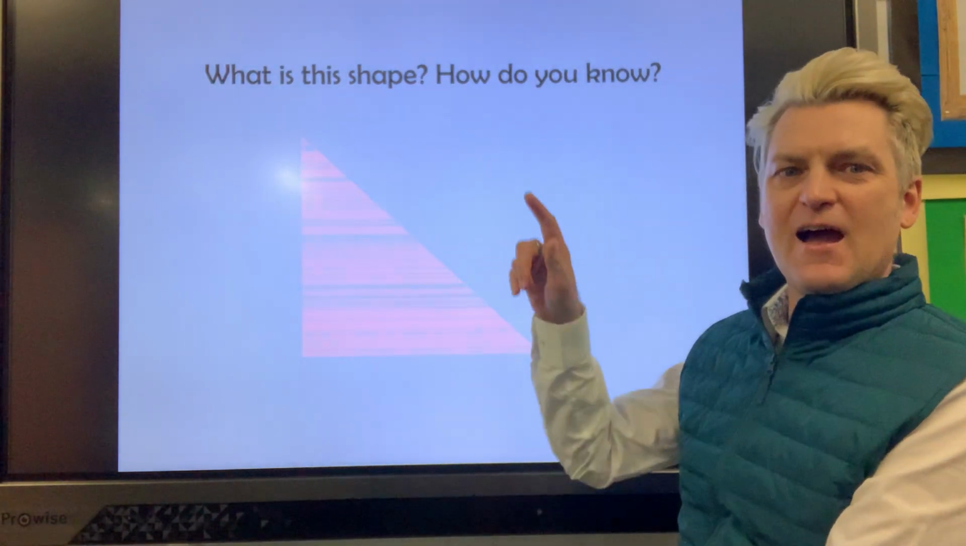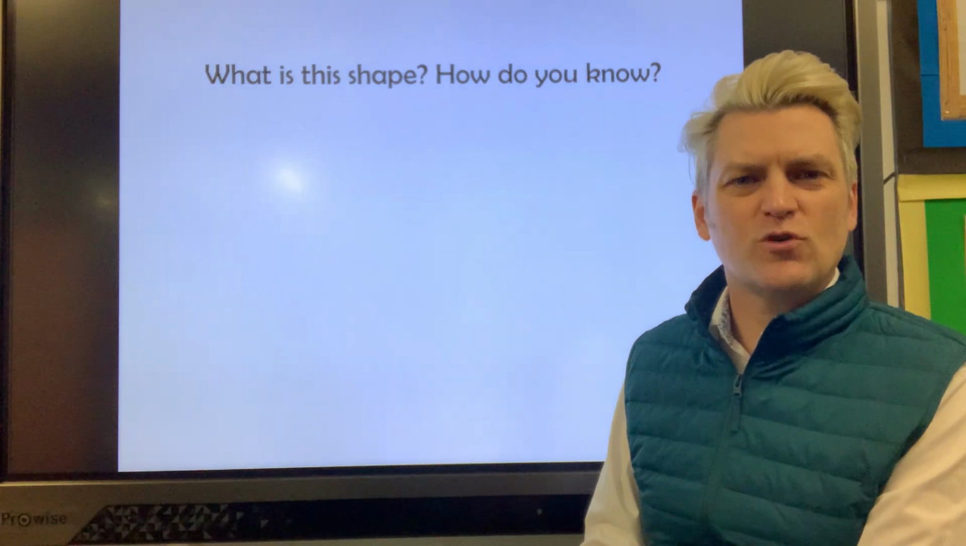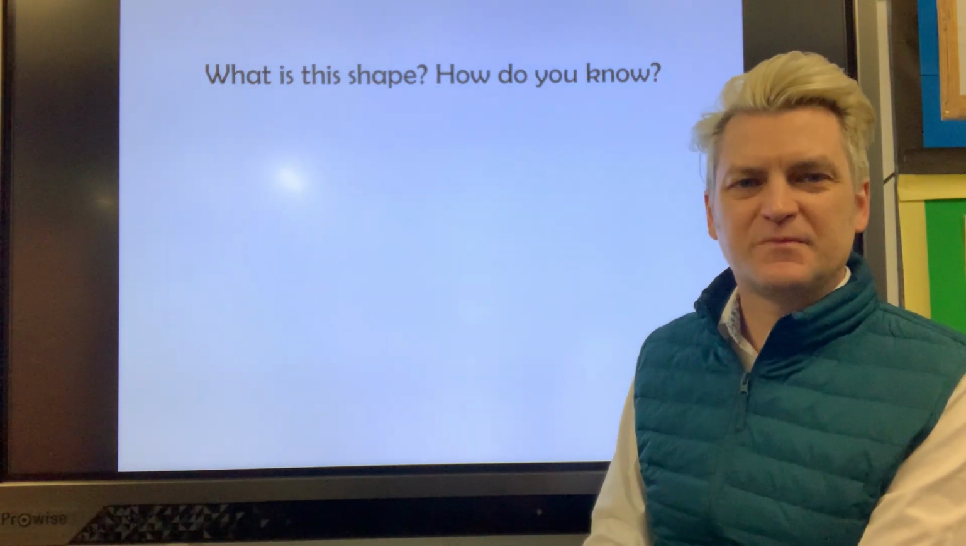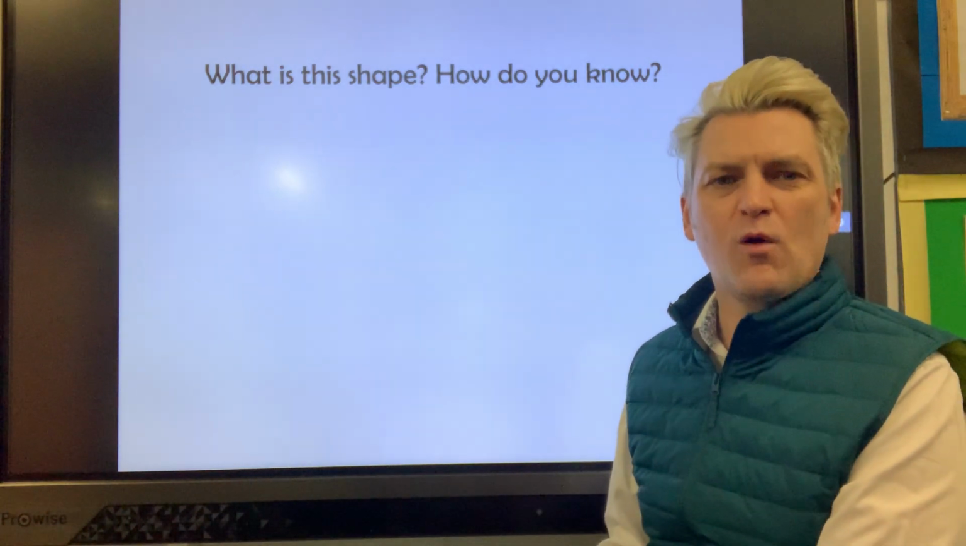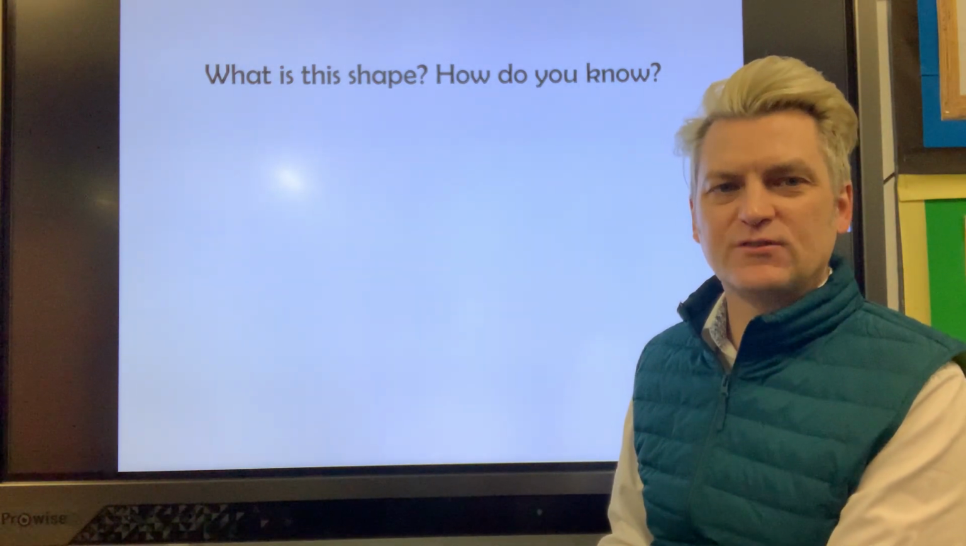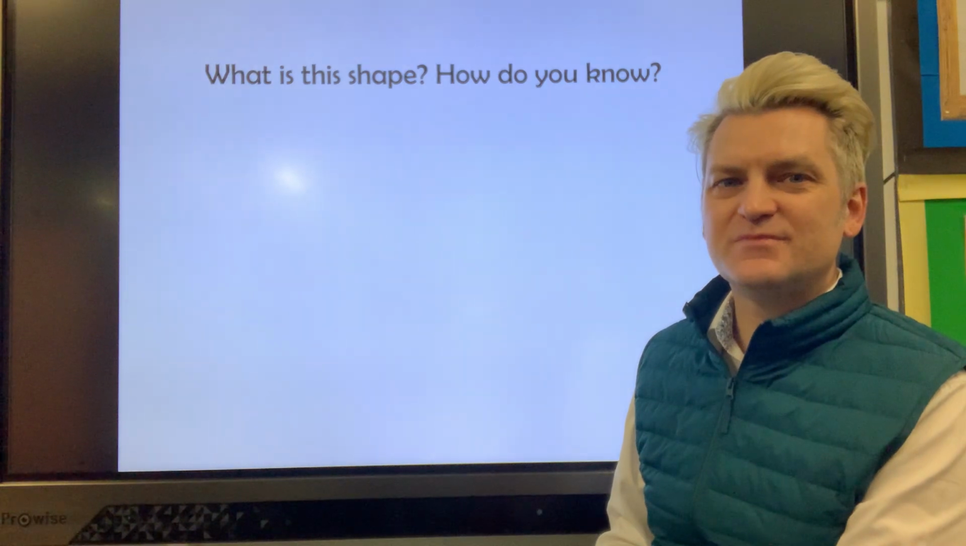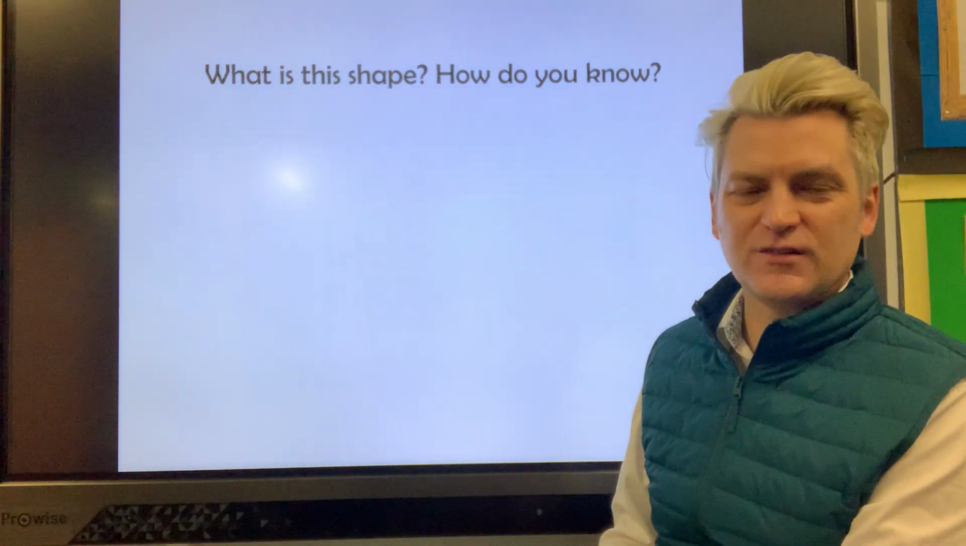What's this shape? And it's gone. What shape did you see? Let's have another look. Here it is. And again, it's gone. What was that shape that you saw? Shout it out for me. Did you say triangle? Well done.